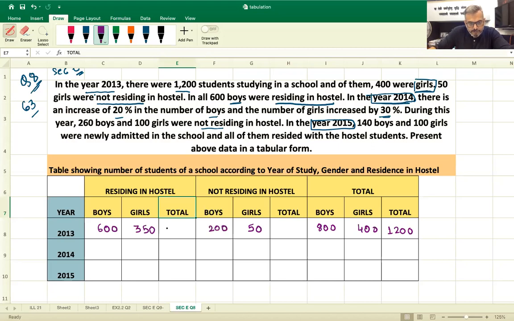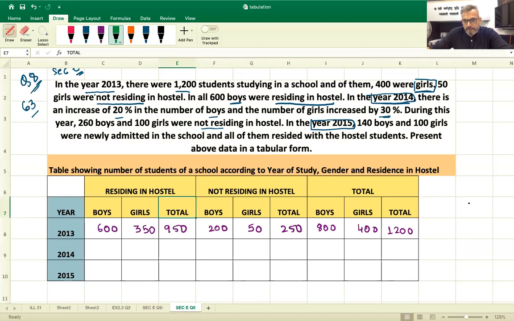So let's do the total. 950, 250. 950 plus 250, 1200, 600, 200, 800, 350, 50, 400. In the year 2014, so let's go to year 2014, there is an increase of 20% in number of boys.